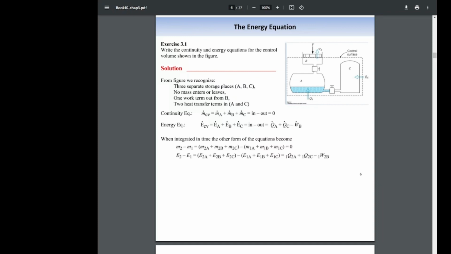For the whole system, we're not going to have any mass entering or leaving. So we can write our continuity equation, which is essentially a conservation of mass equation, and that's going to be equal to 0 since nothing leaves. The change in the control volume equals the mass flow rate of A, B, and C. Of course, since nothing leaves, the summation of these has to be equal to 0.